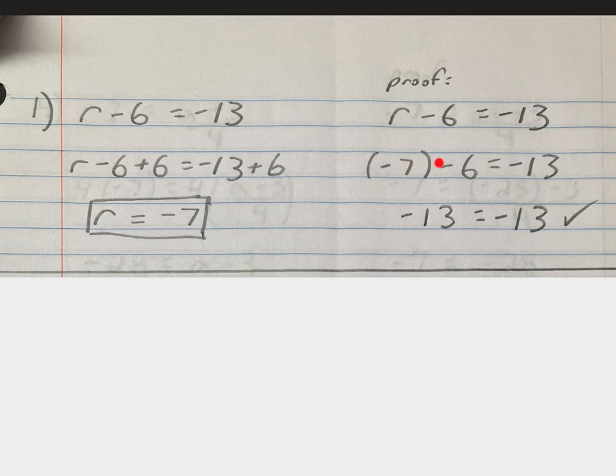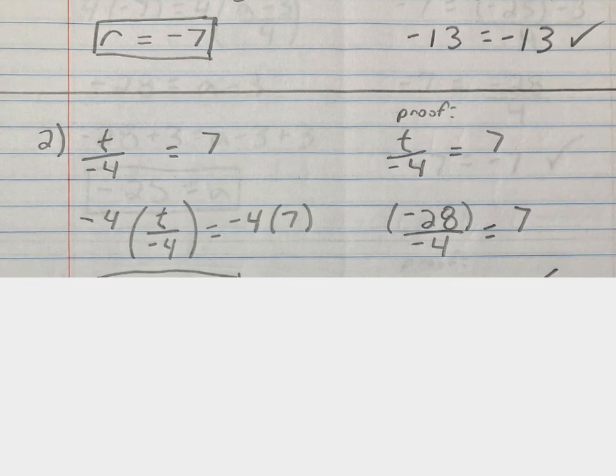Okay, negative 7 minus 6 equals negative 13. Well, these are negatives. We're down 7, and we're taking away another 6. So we're down 7. Keep going down another 6, we're down 13, or negative 13. Negative 13 equals negative 13. Check. Great. Okay. Problem 2.